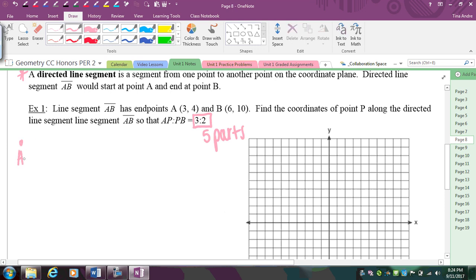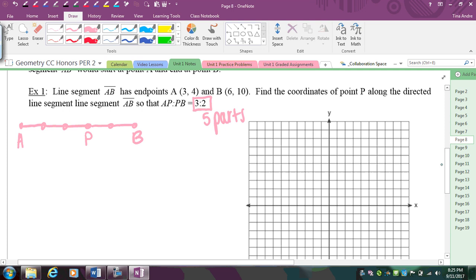Starting with A, we're going to have 3 parts. So 1, 2, 3. That's where point P is going to go. And then you're going to have 2 parts on the right side, and that's where point B is going to go. When I say parts, I'm talking about these little sections here, these little segments between the endpoints. So you can do this on a graph. Let's start by looking at it on a graph. We know there are 5 sections that we're going to have to break this up into, and what we care about is this third coordinate here after point A.